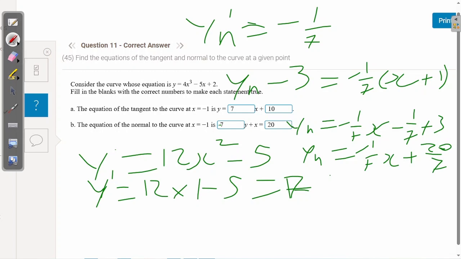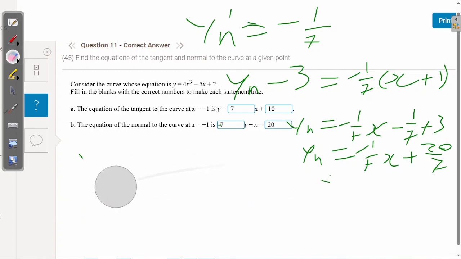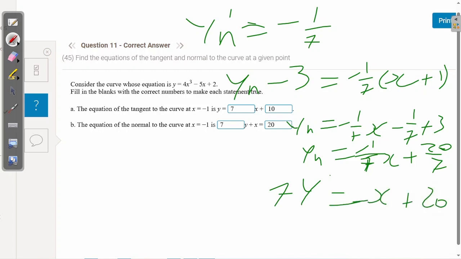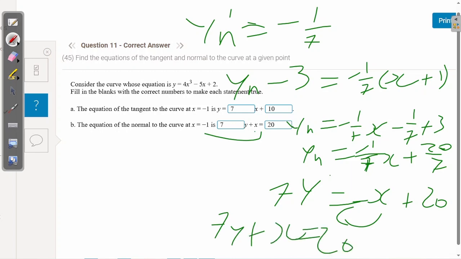Now look, in the answers they've put it without a fraction, so we have to remove the fraction by multiplying by 7 on both sides. So you get 7y equals negative x plus 20. And in here they put the y and the x together, so we just move it here, so we get 7y plus x equals 20, and that's the answer.